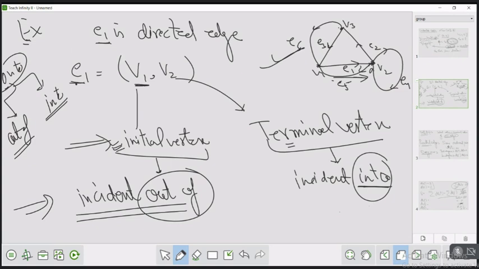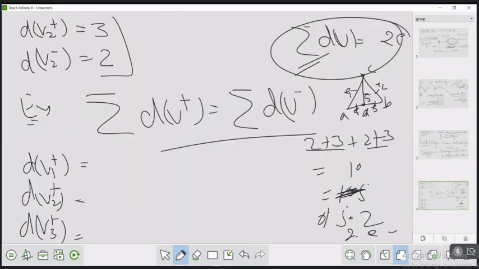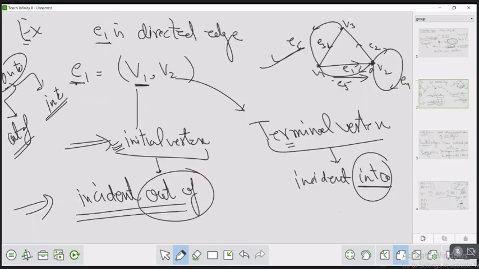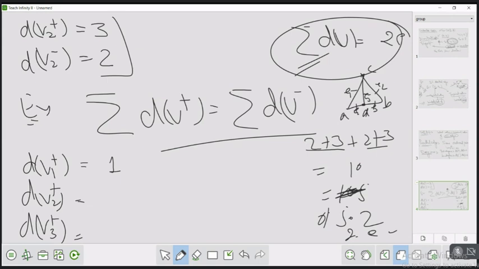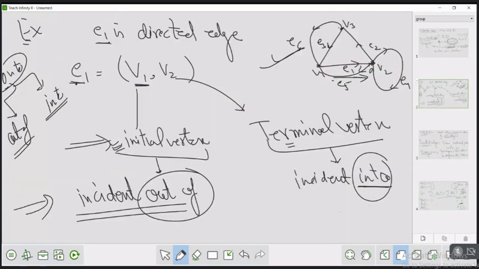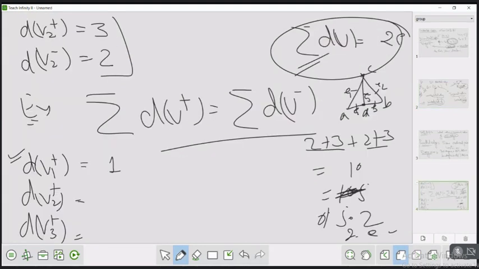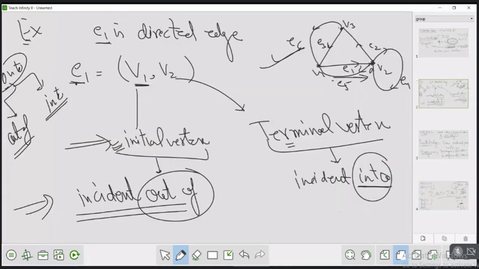First of all, I want to know what is the out degree of v1. Only one. Yes, I am right. Now the out degree of V2 is 3, it is already calculated. Yes, 3. And the out degree of V3 is 2. Yes, sir.